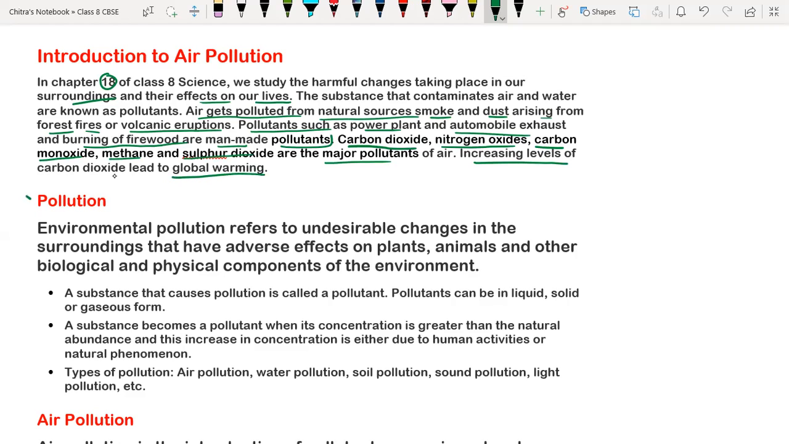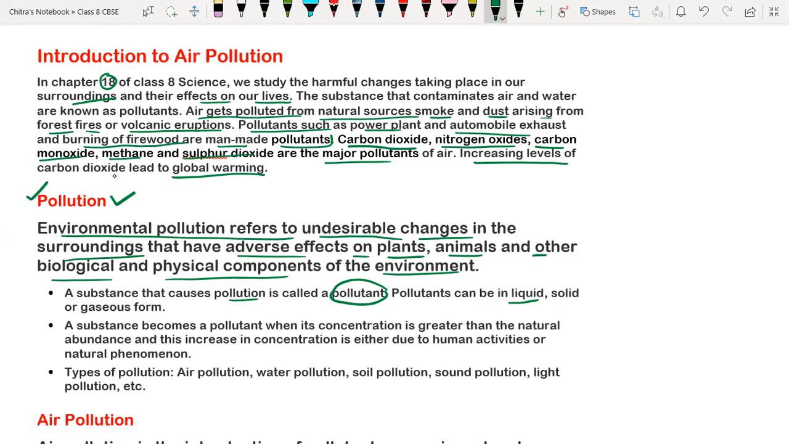So first we have to understand what is pollution. Environmental pollution refers to the undesirable change in the surroundings that has an adverse effect on plants, animals and other biological and physical components of the environment. It's called pollution. Substances that cause pollution are called pollutants. Very important, I'm just highlighting the important part here. What are pollutants? Substances that cause pollution are called pollutants.